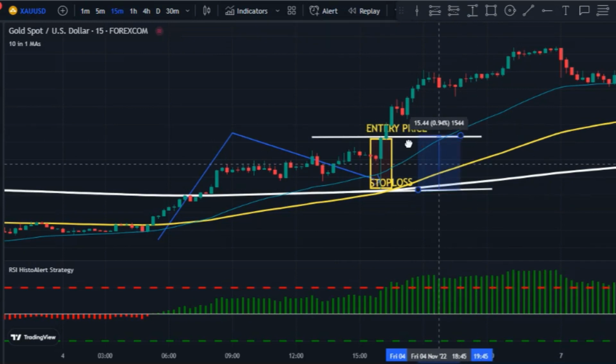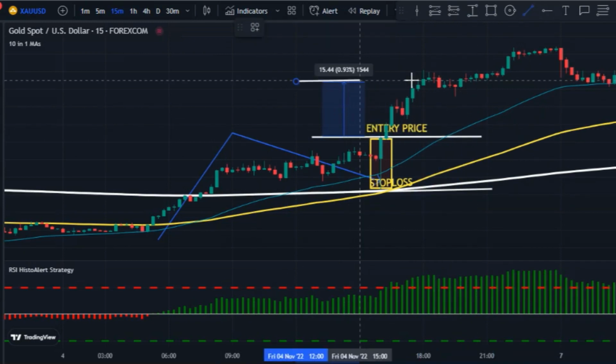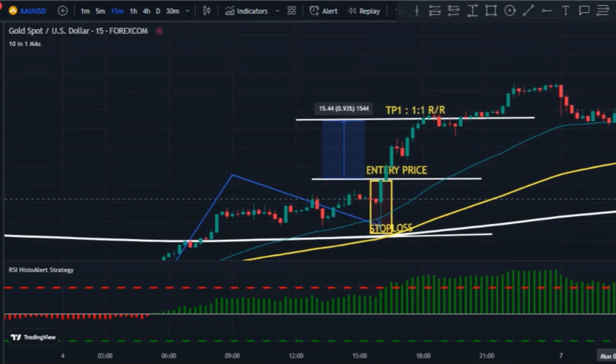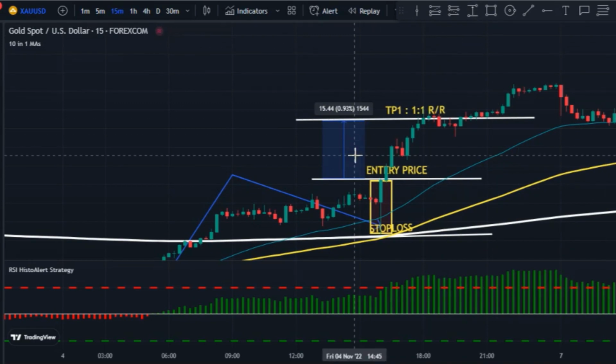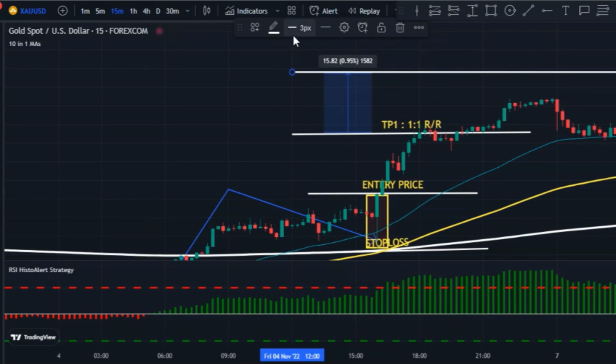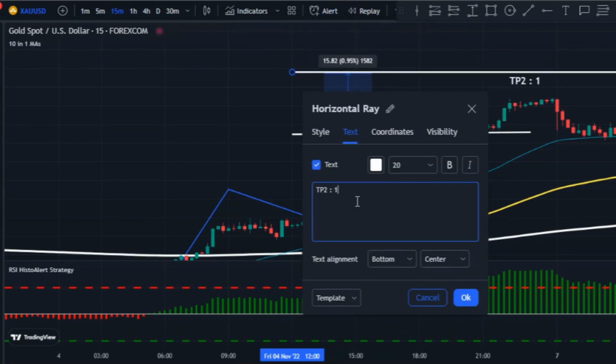But here's the main profit of this method. We consider the first target as a 1-to-1 risk-reward ratio. And also consider the second target as a 1-to-2 risk-reward ratio.